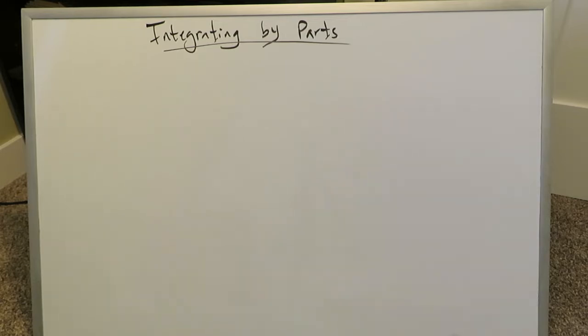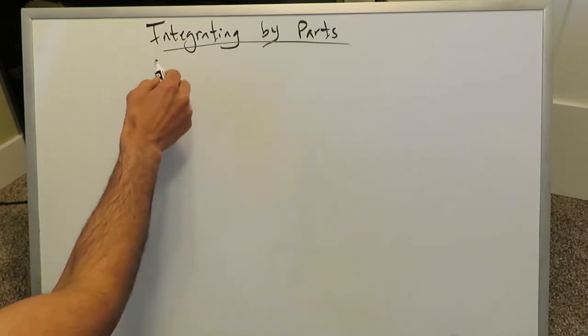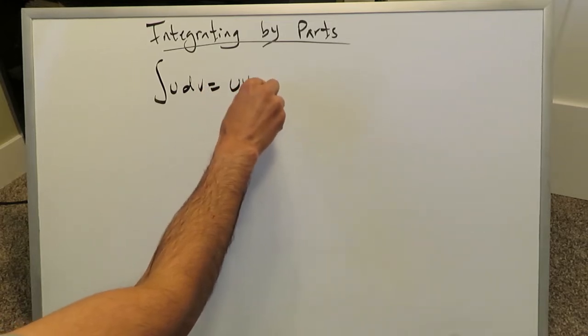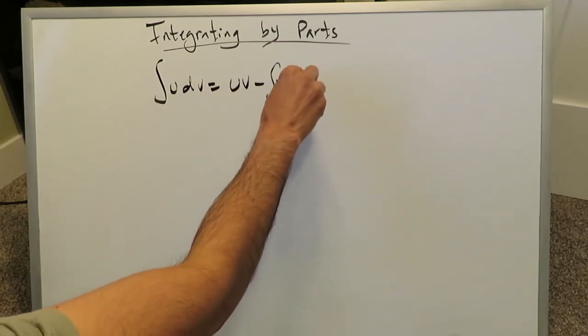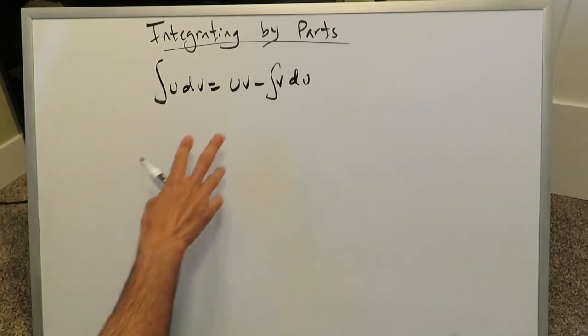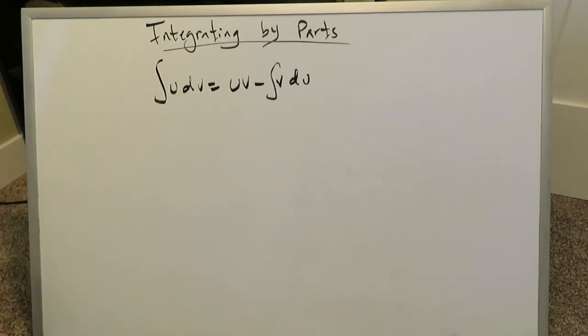Some of you might know this and some of you may not. It's a technique which has a formula that looks something like this. Integral of u dv is equal to uv minus integral of v du. There's a lot going on in this formula. It seems overwhelming at first, but like everything else it isn't once you become familiar with it.